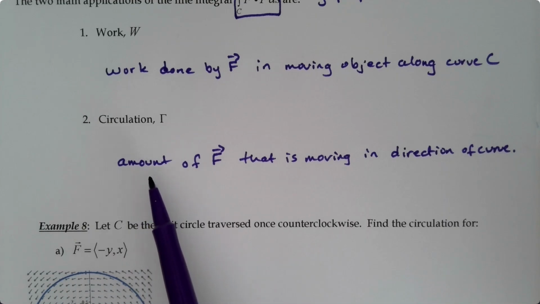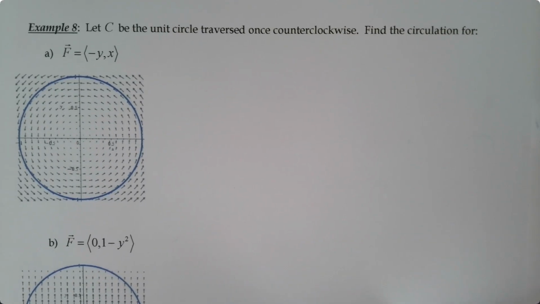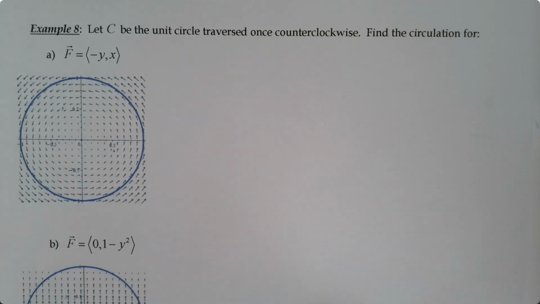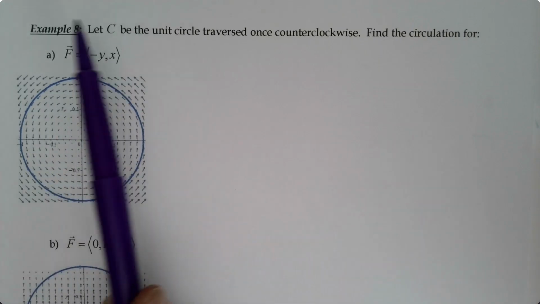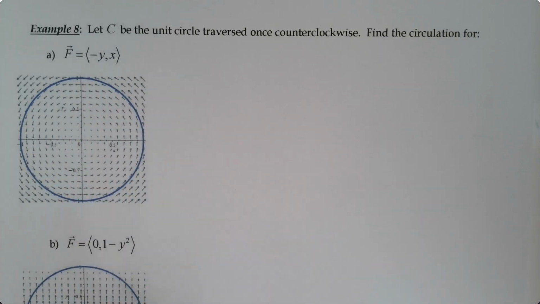It just depends. Okay, so let gamma be the unit circle traversed once counterclockwise. Find the circulation for the vector field negative y, x, or 0, 1 minus y squared.